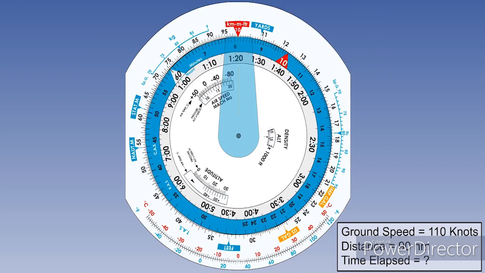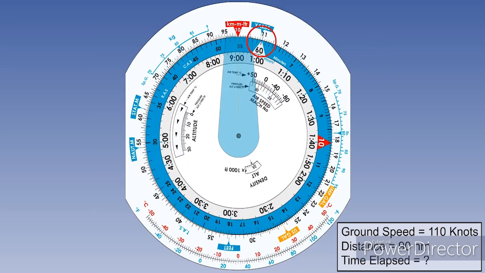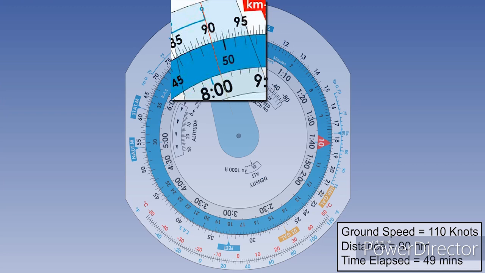Set the 60 index against 110 on the outer scale, and, using the cursor, against 90 on the outer scale, read off the elapsed time of 49 minutes on the inner blue scale.